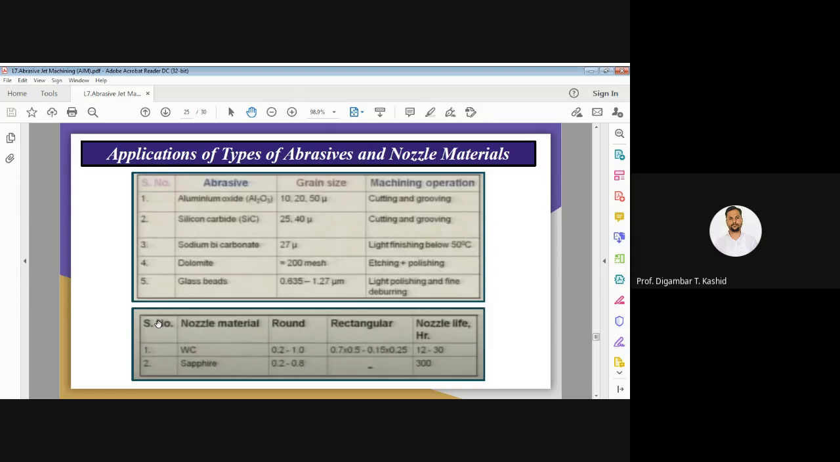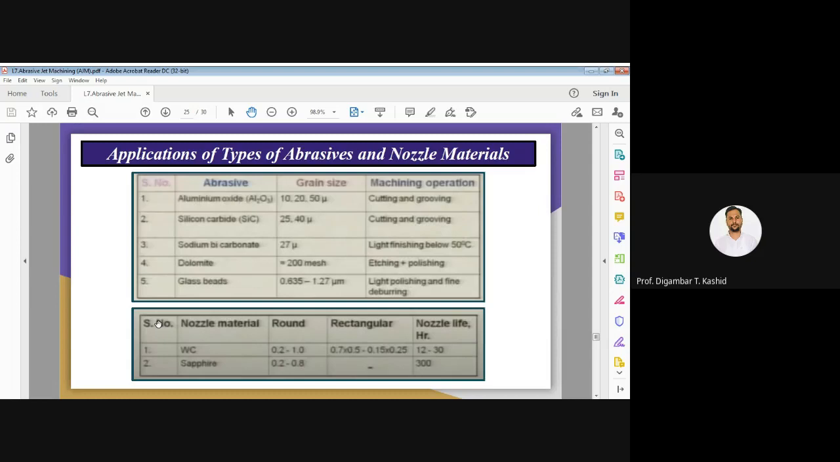Again, sodium bicarbonate is good for light finishing, which is below 20 to 50 degrees Celsius temperature. Dolomite you can use for etching and polishing purposes. And the next tab is glass beads, which are used for light polishing and fine deburring purposes.